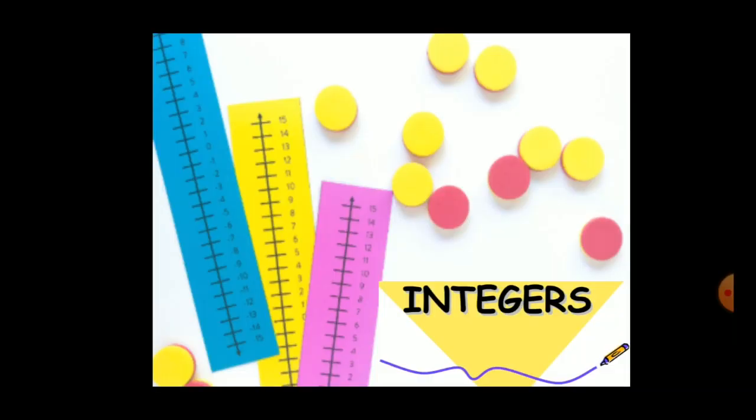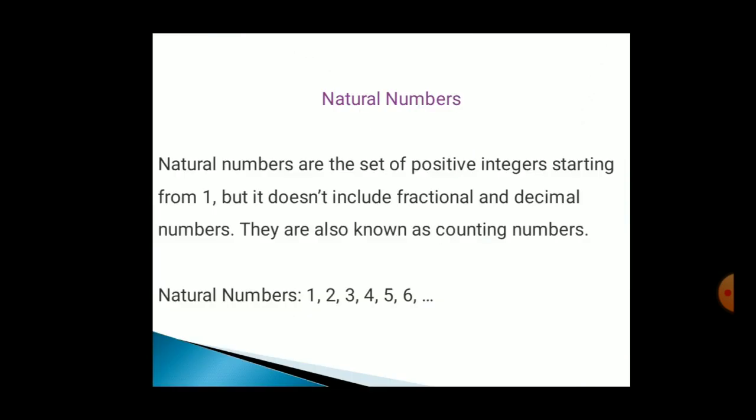Let's revise natural numbers and whole numbers. The other name of natural number is counting numbers. It's used for counting purpose. As the name suggests, it's a set of numbers 1, 2, 3, 4, 5, etc.